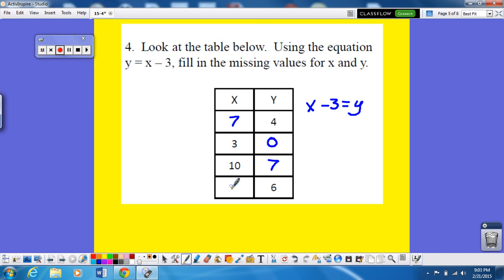And here, what minus 3 equals 6? And that would be 9. 9 minus 3 equals 6. Okay? Move on.